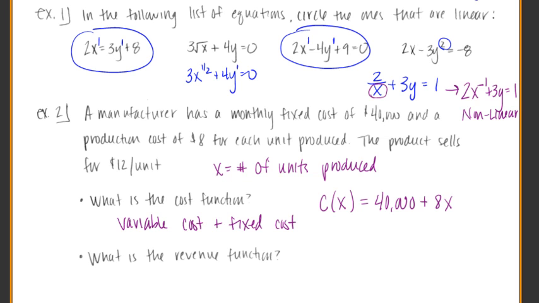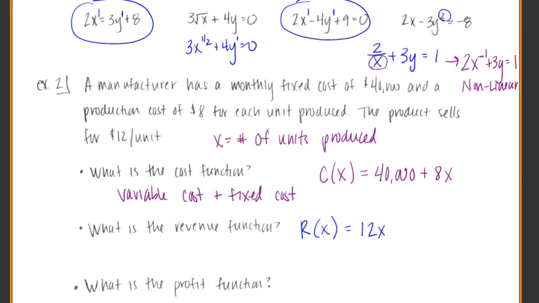Now the revenue function, I'll do capital R for revenue. Revenue is a function of X. It's the function of the number of units produced. How much money do we make every time we sell one of these units? Well, we're making $12 per unit, so 12x. Remember, always multiplication means per.